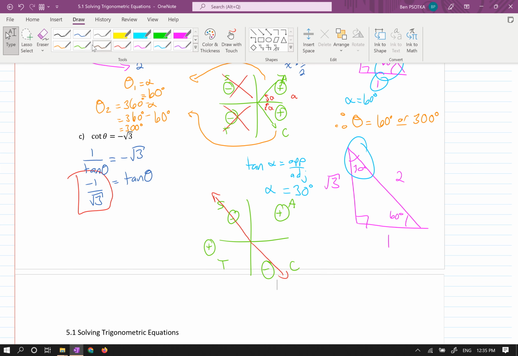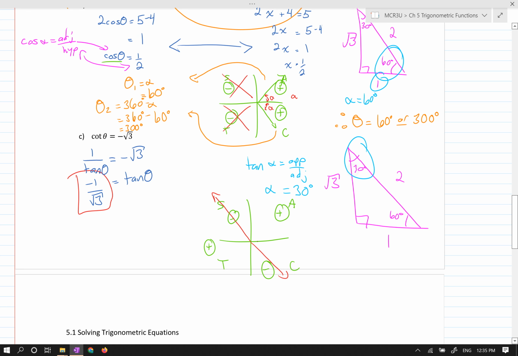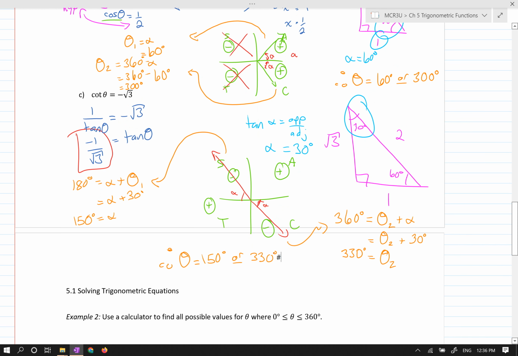Good, so now that I know I'm working in quadrants 2 and 4, I can sketch in my related acute angles right here, and then I can come up with and interpret my solution. Try it out on your own. Good, so we should find that theta is equal to 150 degrees or 330 degrees.